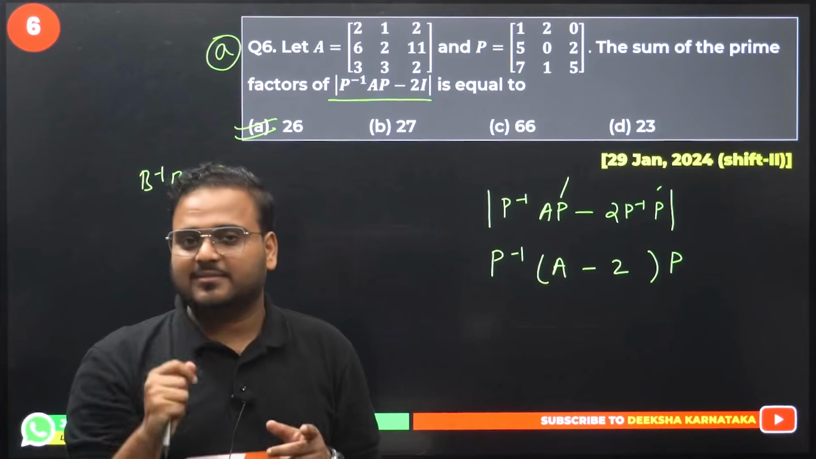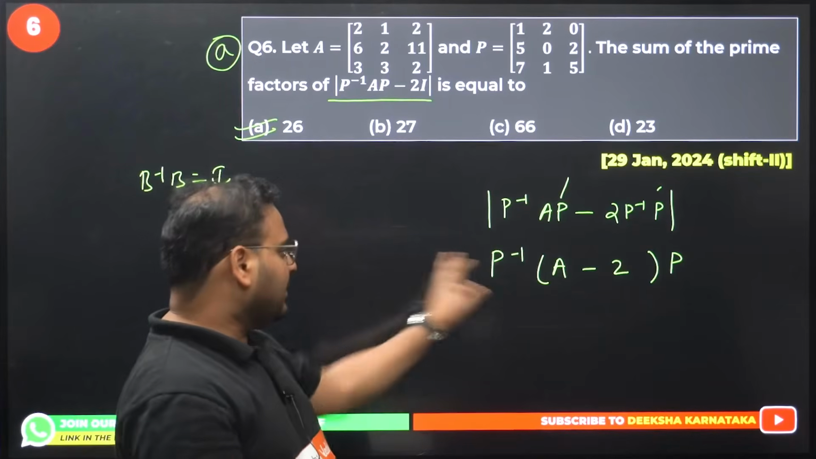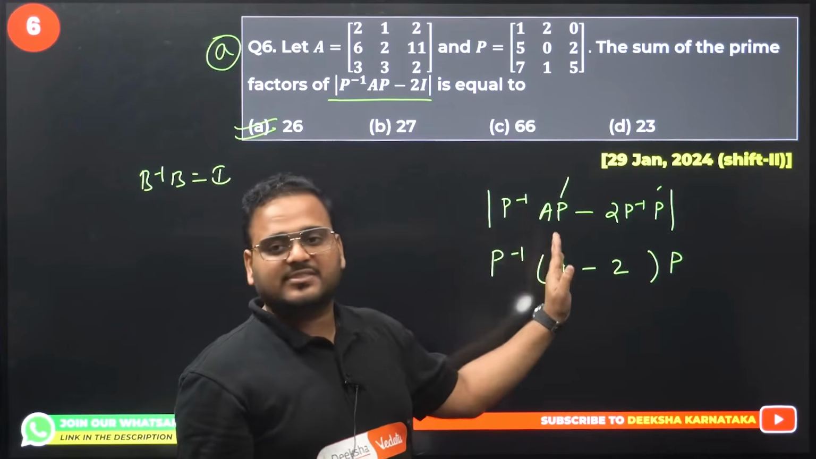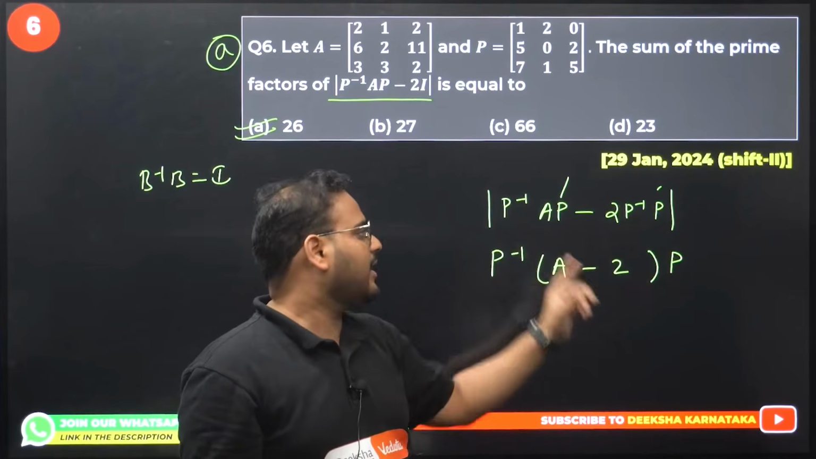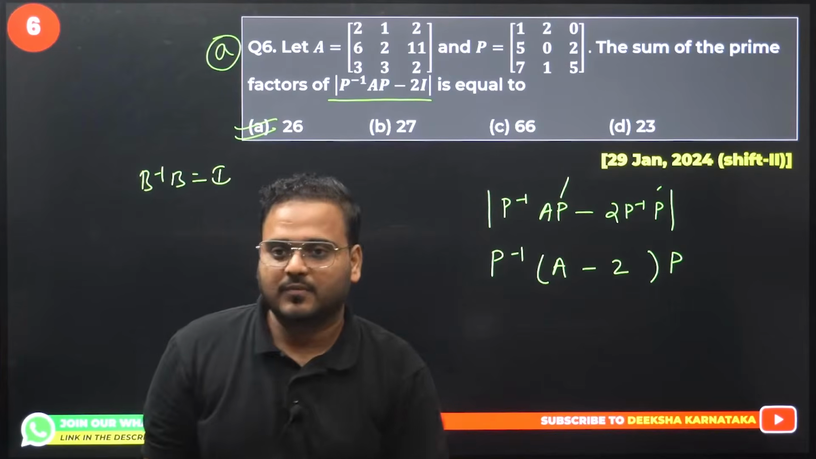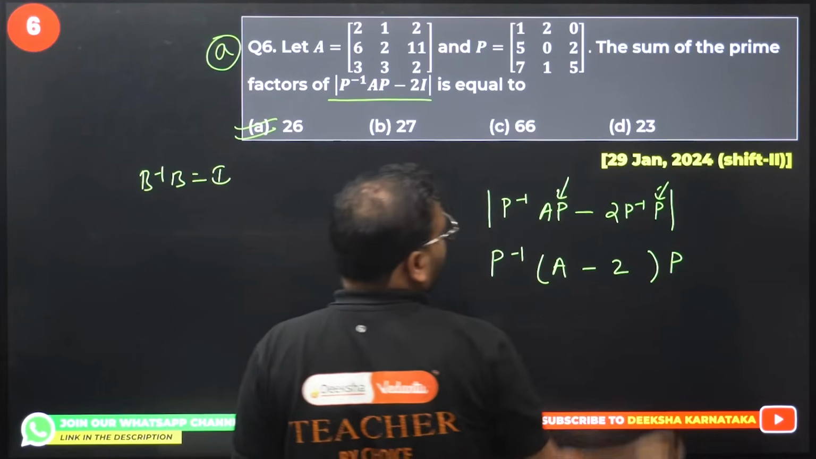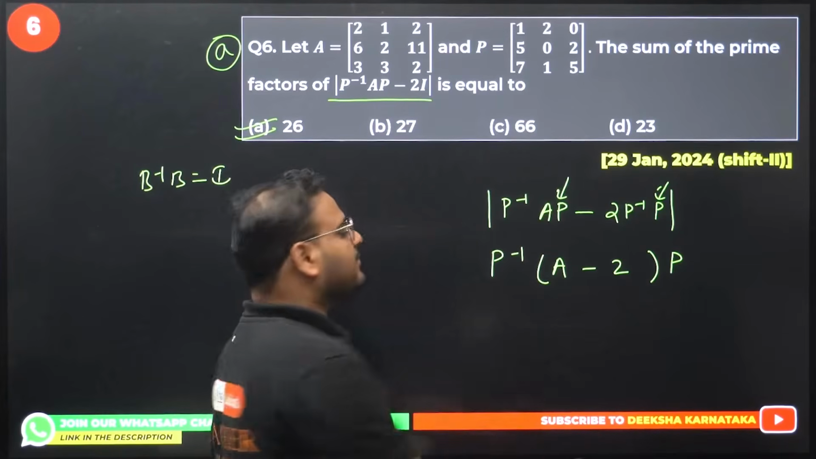I taught you that in matrix multiplication, there is left-hand multiplication and right-hand multiplication. P inverse is multiplied towards the left side of both the terms, please check. And P is multiplied towards the right side. Got it? So that's why I have taken P on the right side. Got it? Now, if I take that out, what is left now in this case, sir?